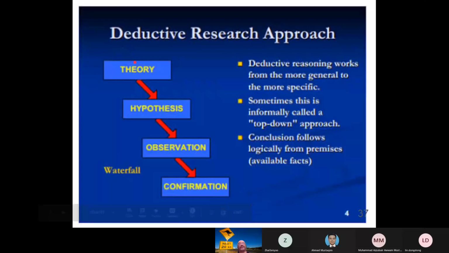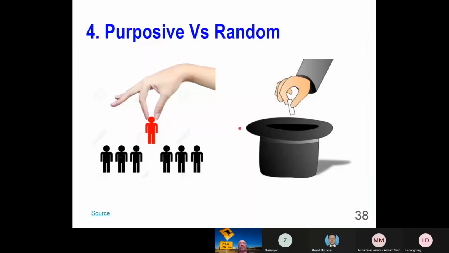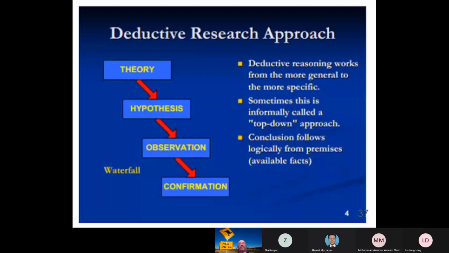So there is a confirmation here. That means you start from the top, and after that you make confirmation. So deductive is quantitative. Deductive reasoning works from the more general to the more specific. So from the top here. Sometimes this is informally called a top-down approach, because it goes from the top to the bottom. Conclusion follows logically from premises. So that's the difference between the two, whether it is deductive or inductive.